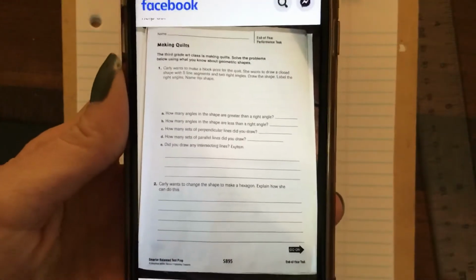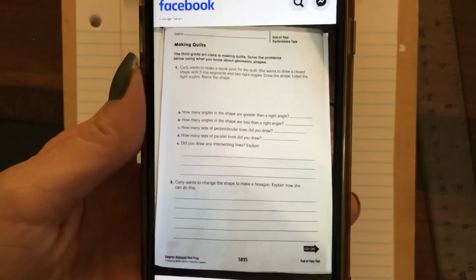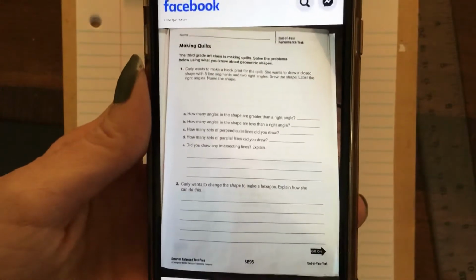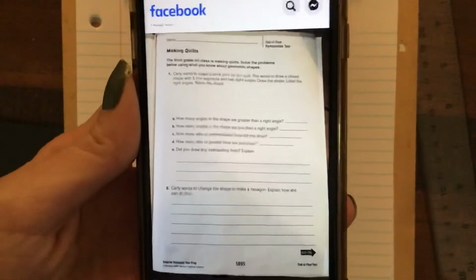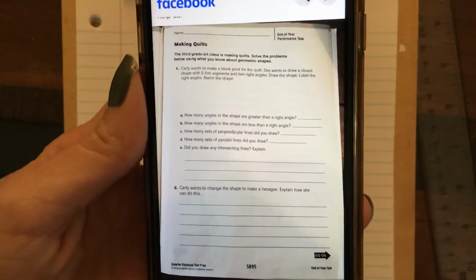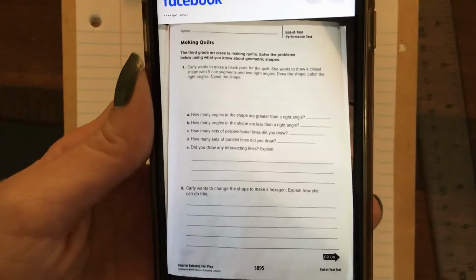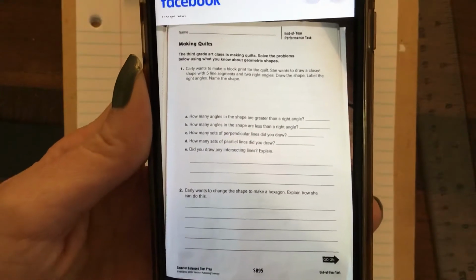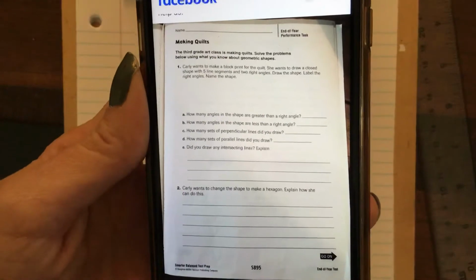So my friend posted this problem on Facebook and wasn't sure how to solve it. So I'm going to go through all the parts of this question. It says Carly wants to make a block print for the quilt. She wants to draw a closed shape with 5 line segments and 2 right angles. Draw the shape, label the right angles, name the shape.